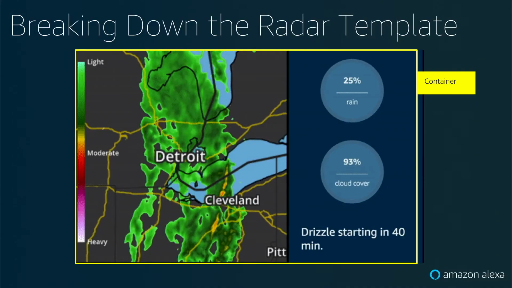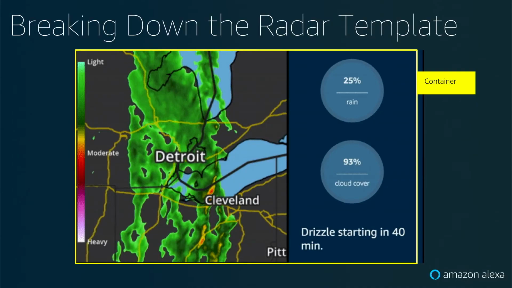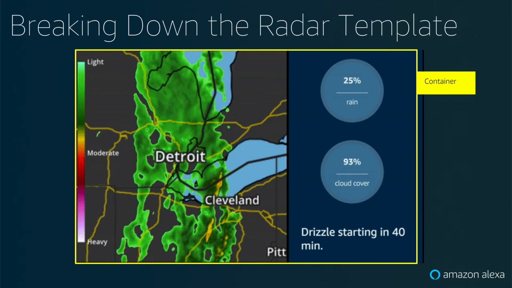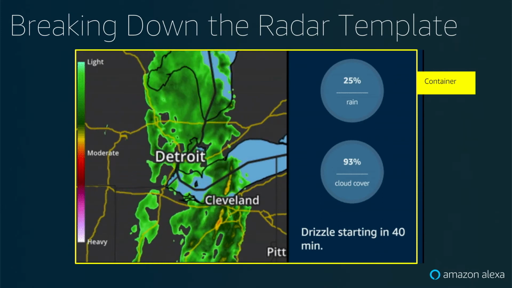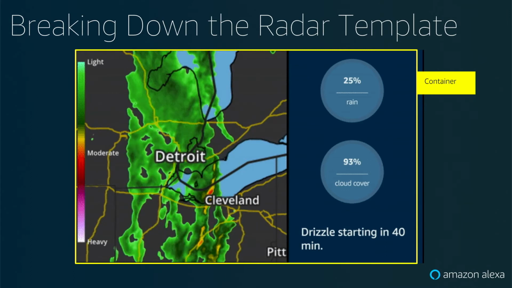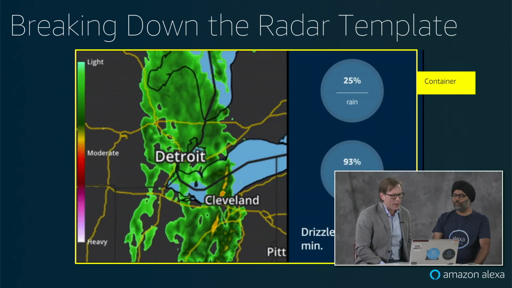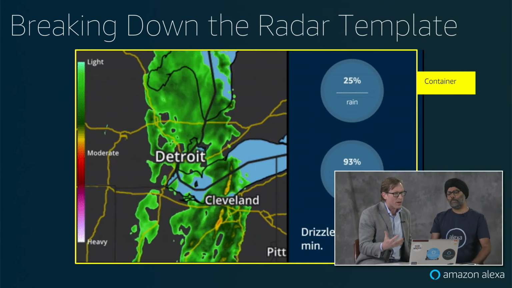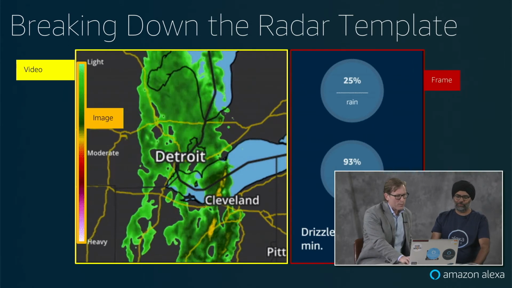When you create an APL document, probably you're going to start with a container. A container is just a native APL component, and as the name implies, it's there to contain, organize and arrange other APL components. So the Big Sky radar template begins with a container, and inside of it you can see a bunch of other visual elements.